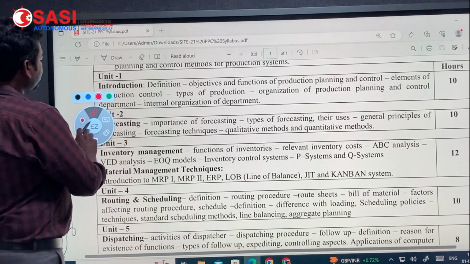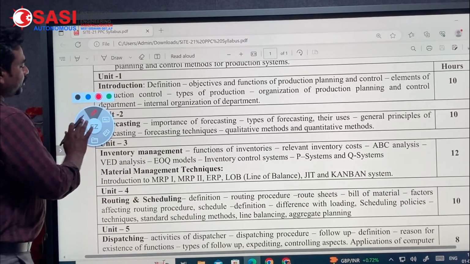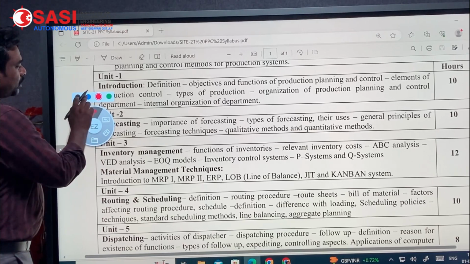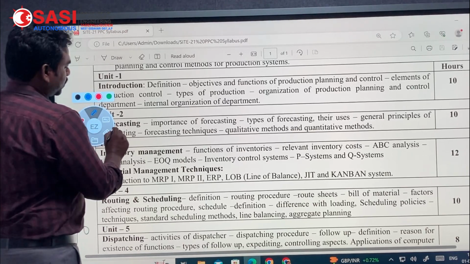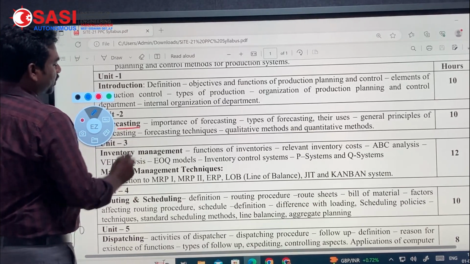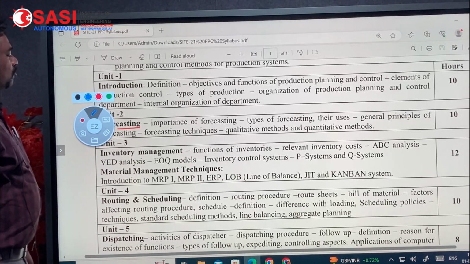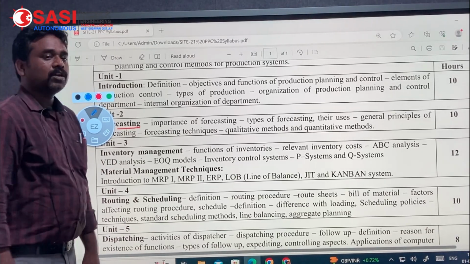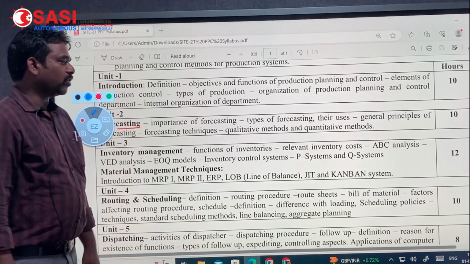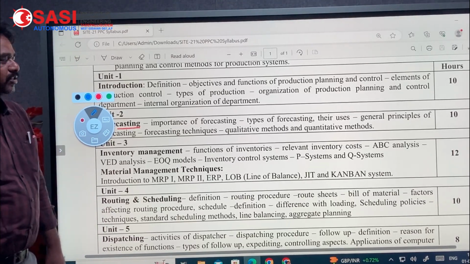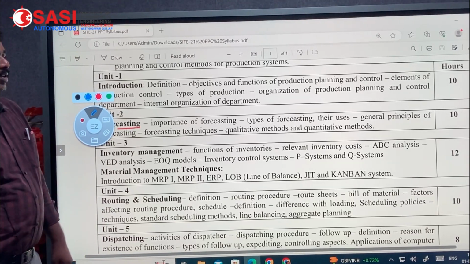Coming to the second unit, we are going to see forecasting. What is the use of forecasting? How important is forecasting, what is forecasting, why is forecasting done in an industry, and what are the main uses of forecasting?